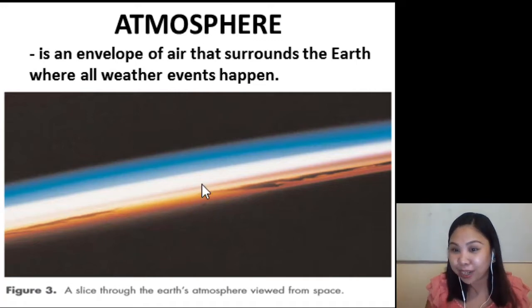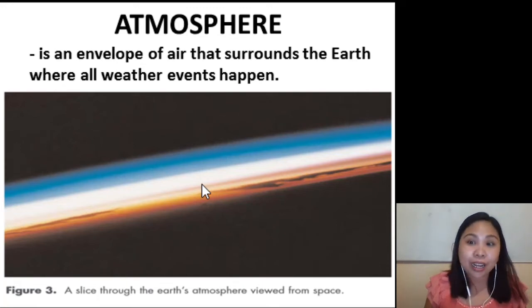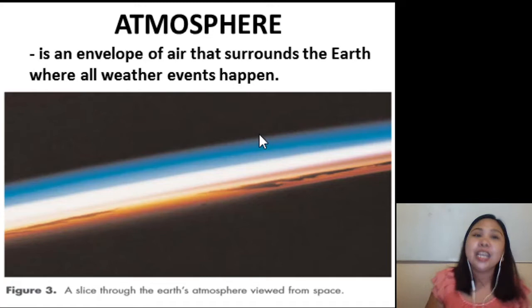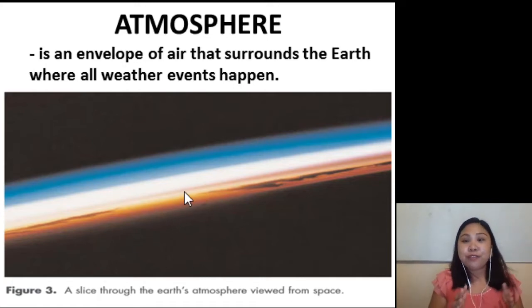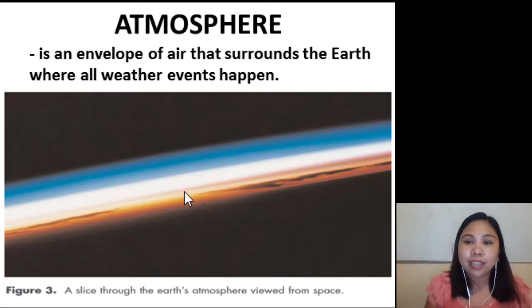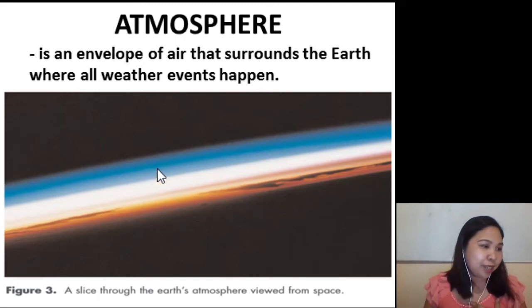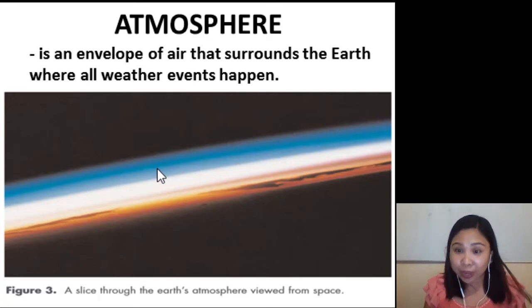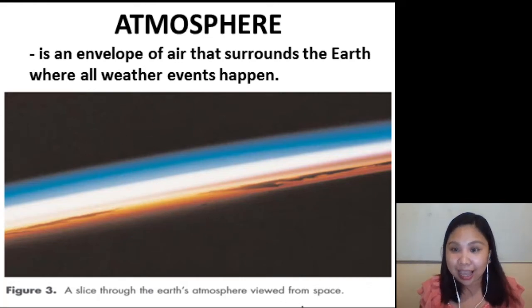So walang aurora dito sa atin kasi sobrang init. Nakikita lang siya sa mga polar regions. Ayan. So, ayan na po yung slice ng atin. It's viewed from space. Ayan, ng mga telescope and mga satellite na naka-situate sa outer space. So, pinicturan po nila kung anong itsura ng ating atmosphere.